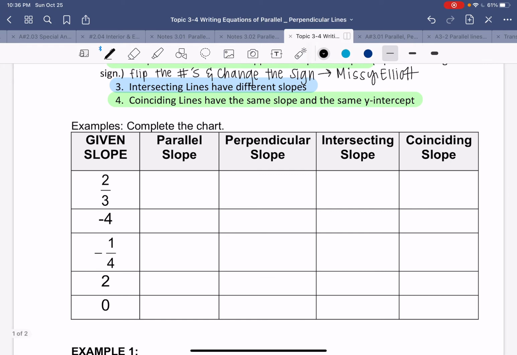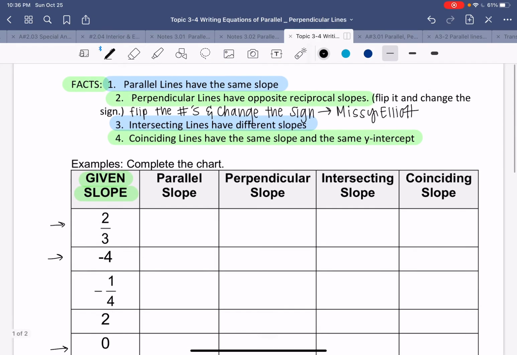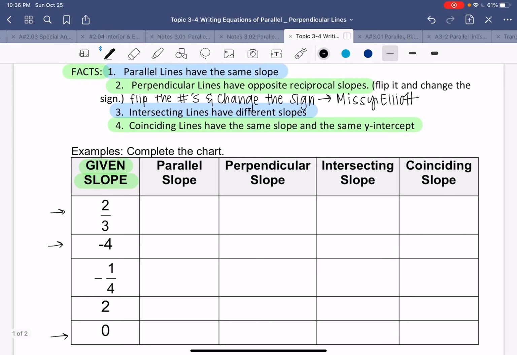We're going to look at the given slope, and determine the parallel slope, the perpendicular slope, the intersecting slope, and the coinciding slope. I'm going to do the first two and then maybe the 0, but I want you all to do the rest on your own. So for a parallel slope, if we look up at our facts, a parallel slope is the same. With the given slope, the parallel slope would just be 2/3.